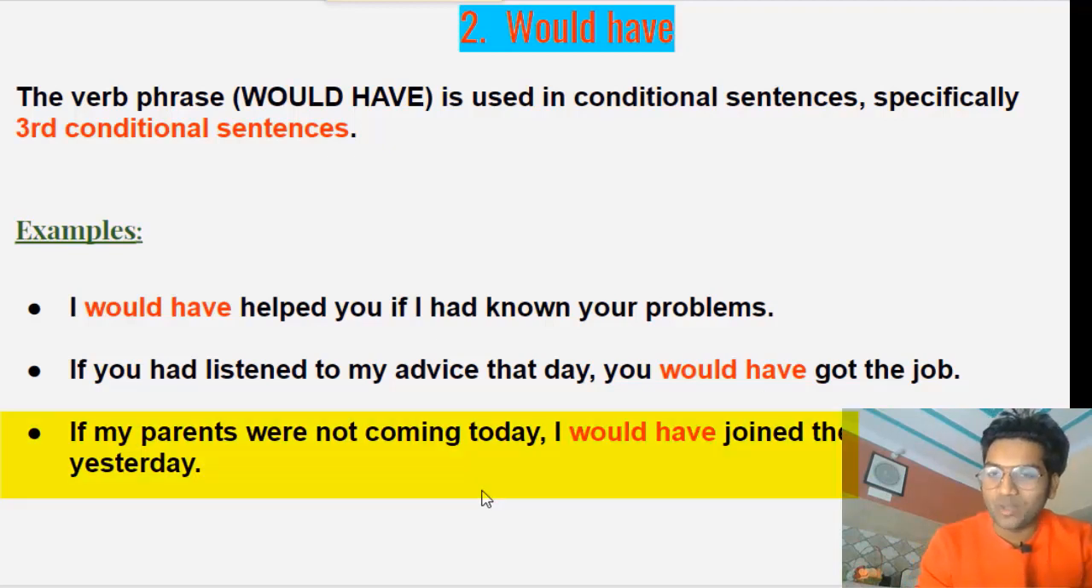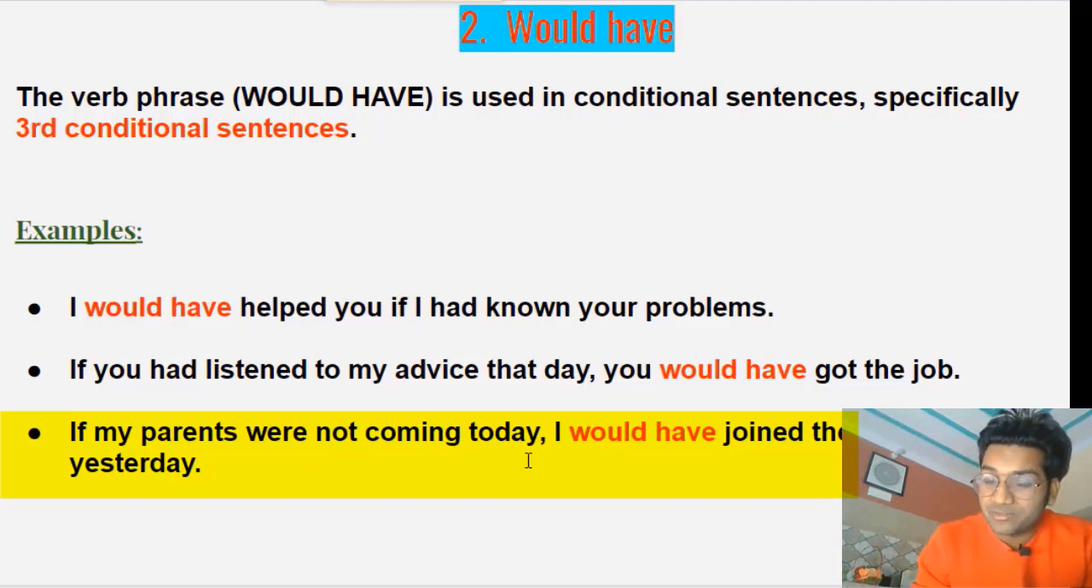Last one. Now, this one is a mixed conditional sentence. You'll know why. If my parents were not coming today, I would have joined the party yesterday. Now, guys, this is an interesting sentence. Let's look at the condition first. If my parents were not coming today, this condition is using the past continuous tense, were not coming, but referring to the future. The reality is they are coming today, referring to the future, using the past tense.